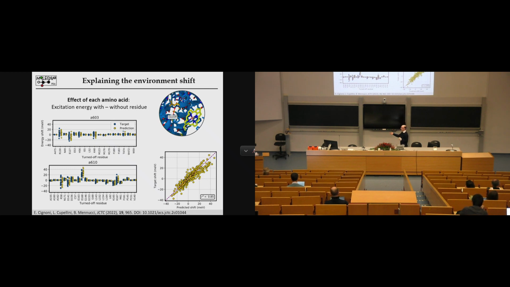So we can use the machine learning model not just to predict the excitation energies in a light harvesting complex, but also to see if I change a residue, if I remove a residue, how does this excitation energy change? And this would be useful because we explain, for each different protein pocket, how it influences the excitation energy of the pigment.